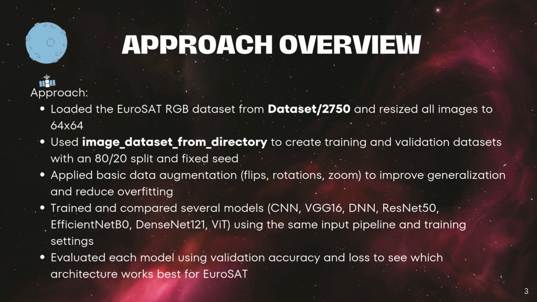So I trained and compared several models on these Eurosat images, and the models I already mentioned in the intro were the CNN, VGG16, Deep Neural Network, ResNet 50, EfficientNet B0, DenseNet 121, and ViT. I used the same input pipeline and training settings that I had for the CNN, and I evaluated each model using validation accuracy and loss to see which architecture works best for Eurosat.